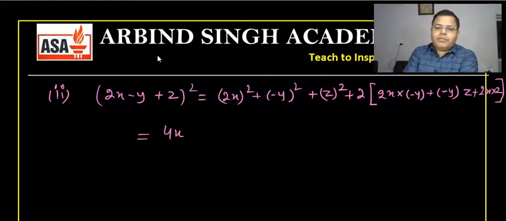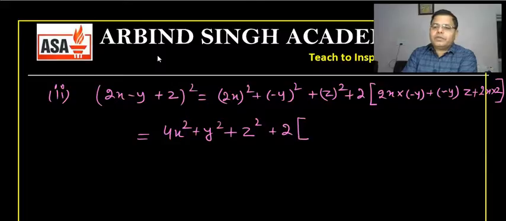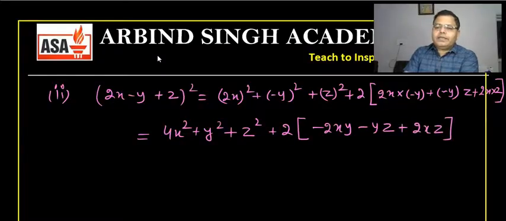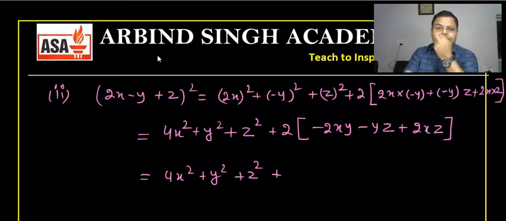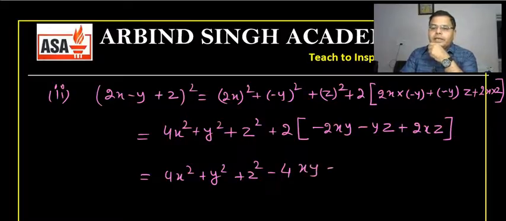So that will be 4x square, minus y whole square is plus y square, plus z square, plus 2 times of this, which is minus 2xy minus yz plus 2xz, right? So we will write here 4x square plus y square plus z square minus, what will come? Minus 4xy minus 2yz plus 4xz, and that will be the answer.